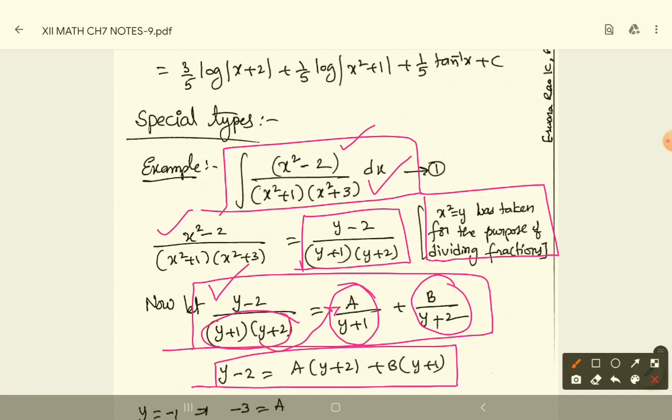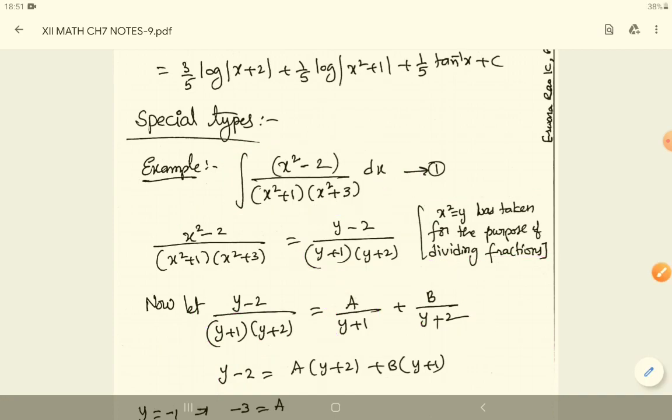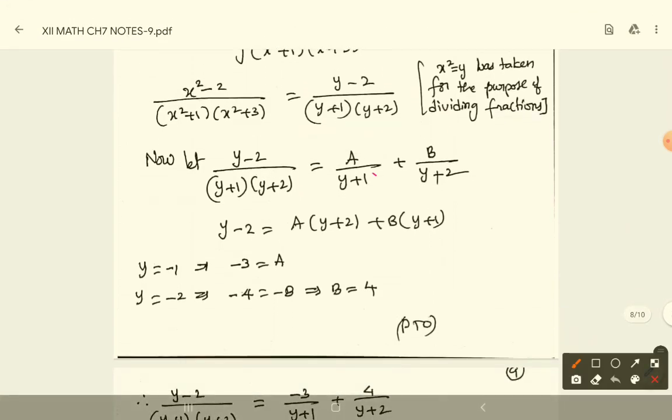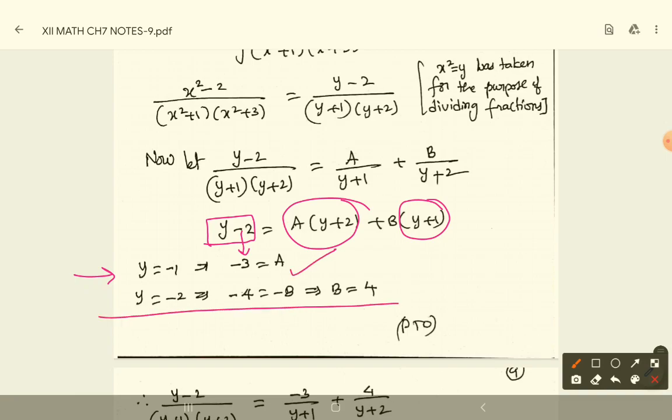And in this one we will have to substitute y values, minus 1 and minus 2. How did we get minus 1 and minus 2? y plus 1 is 0, y plus 2 is 0, so those values we have to substitute. Y plus 1 is 0 means y is equal to minus 1. So minus 1 minus 2 is minus 3, and a into 1 will come, so the a value will come. Similarly, substitute y is equal to minus 2, then you get the b value, 4.